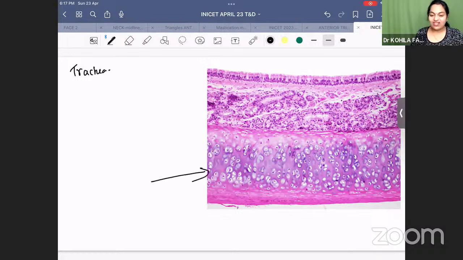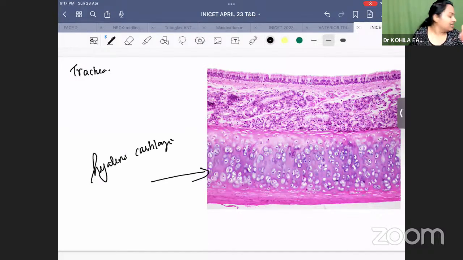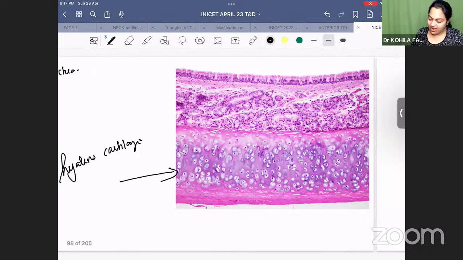What cartilage is this? Another important high yield topic, right? The cartilage that you find in the trachea is the hyaline cartilage, right? Hyaline cartilage, yes, so you have a homogeneous matrix, isogenous cell nests, everything that, right?